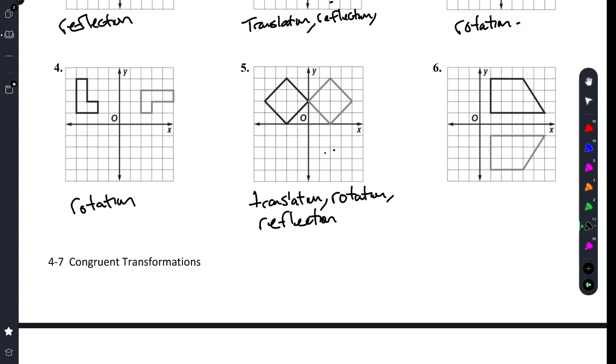All right, last one. Is that a translation? Let's start off easy. No. Reflection? Yes. For sure. Rotation. Play a little game. Right below it, draw what it would look like if you rotated it. No. Draw what you think it would look like.